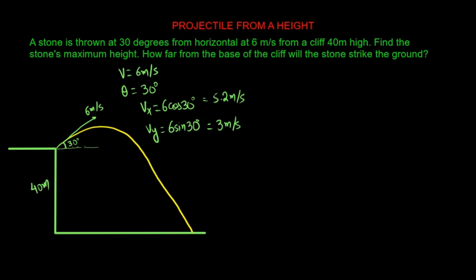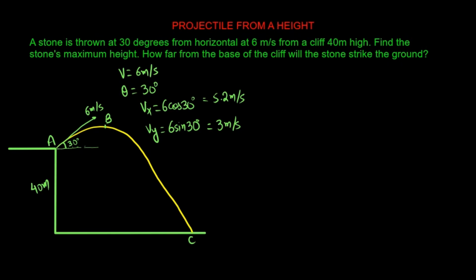Now, we show the height of the cliff here as well. I assume that the starting point is A, the highest point is B, and the point where it strikes the ground is C. To do the first part, maximum height. Maximum height happens at B. So for now, let's talk about the journey of the stone from A to B. I am not worried about what happens after B. I am only talking about this path, A to B.